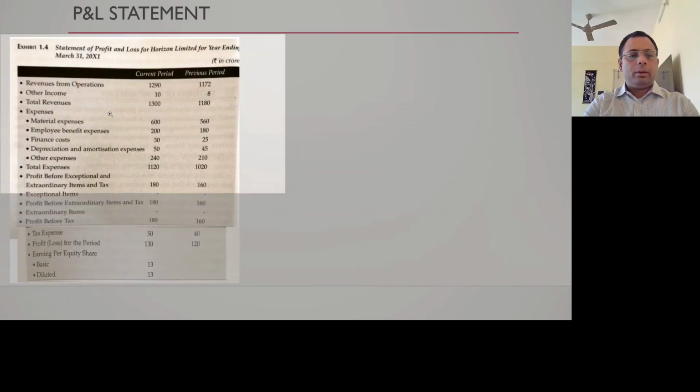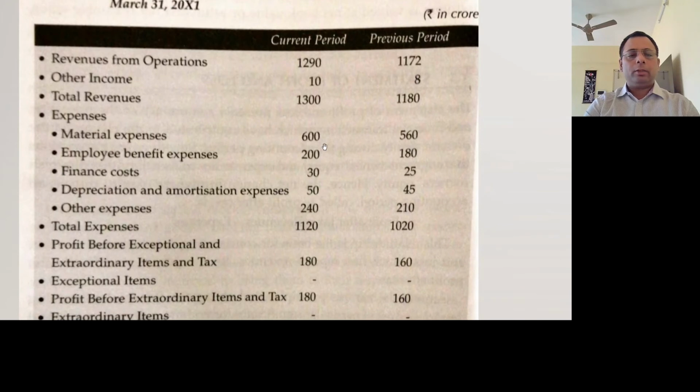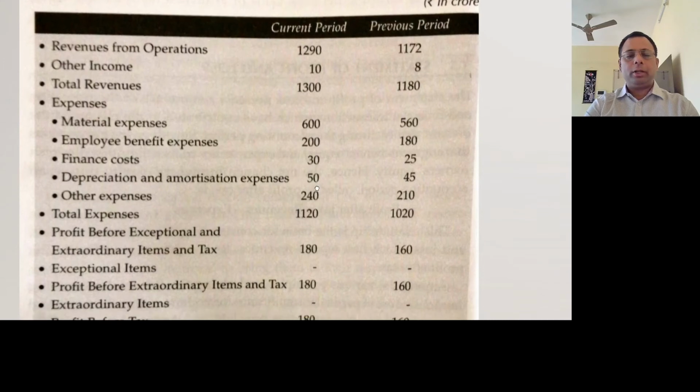Okay, so it's been compared for 2 years. The revenue from operations is about 1290 crores, and then other income is 10, which is probably interest income or could be any other income. Total revenues is the addition of these two, which is 1300 crores. Now from that the expenses are calculated. Expenses are material expenses, employee benefit expenses, and then finance cost, depreciation, and other expenses.